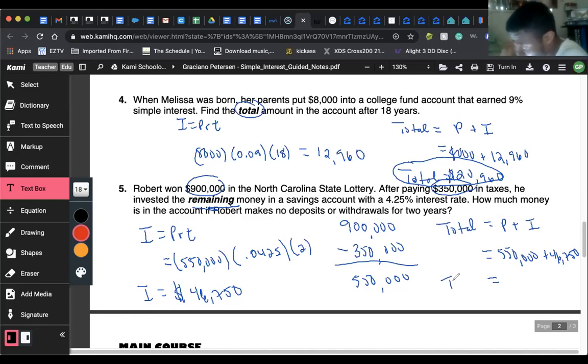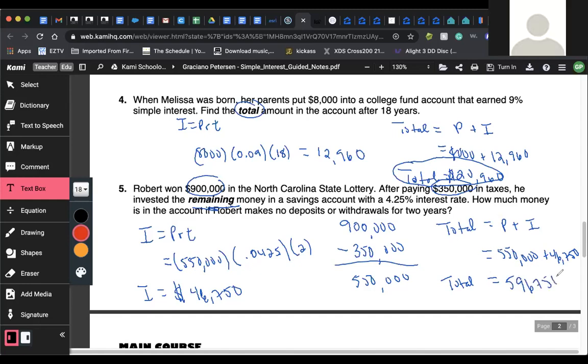It'll give you $101,750. Well, I think you're off a little bit. So try it again, but it should be 596,750. Okay, so 550,000. Make sure you put enough zeros. So it should be 550 followed by 3 zeros plus 46,750. And you should get 596,750. That's your total.